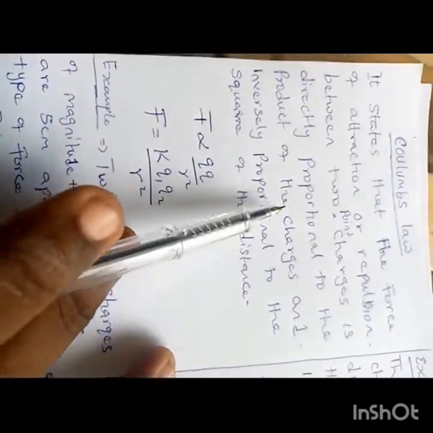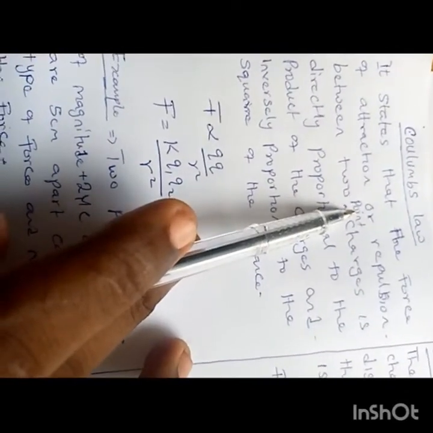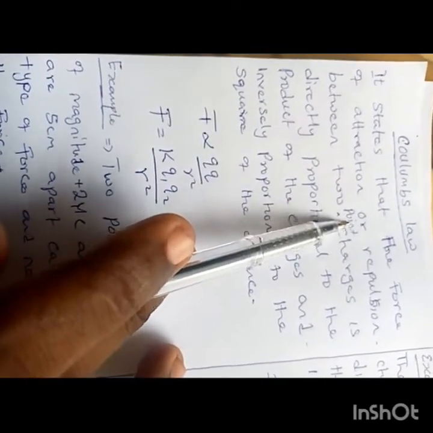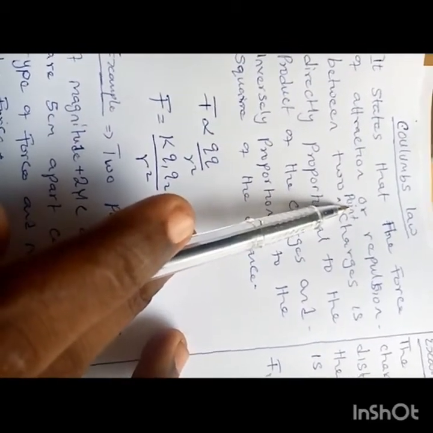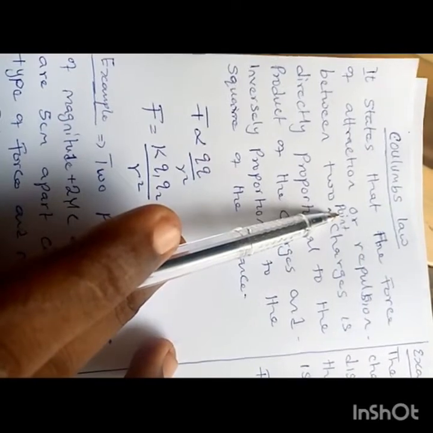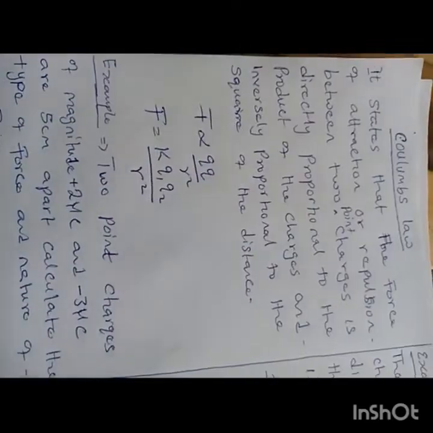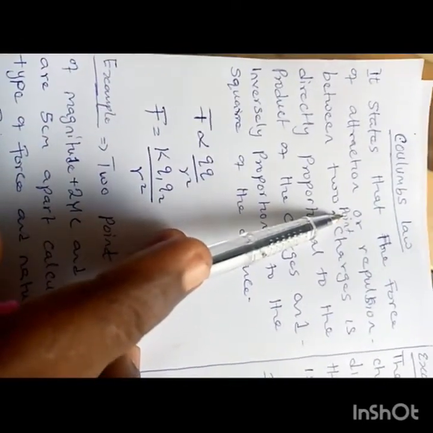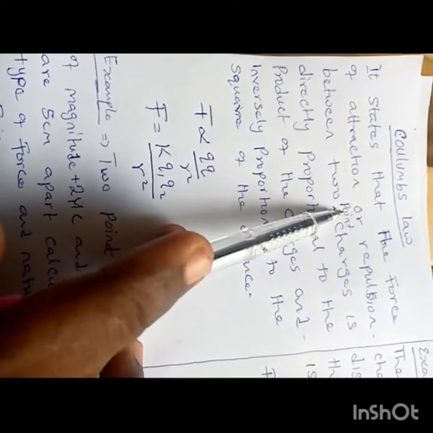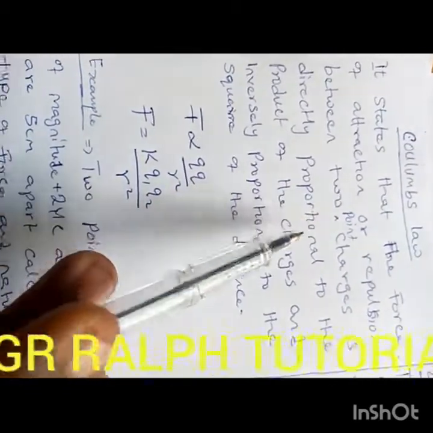Now, why did I say this word must be there? This point is very important because Coulomb's law only works for point charges. If a charge is not a point charge, then it is not accepted. What we mean by point charge is a charge that is very, very small, a charge with a very small value. So that's what we refer to as a point charge. When the charge is not small, then Coulomb's law won't work. Coulomb's law only works for point charges.